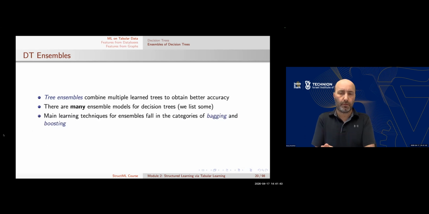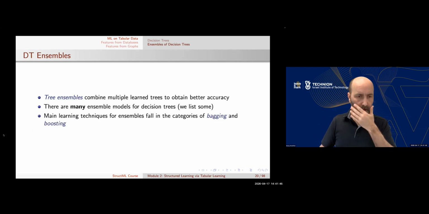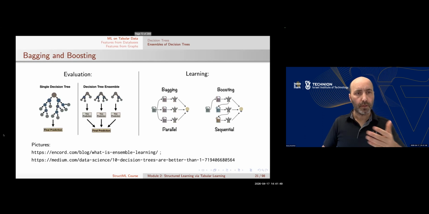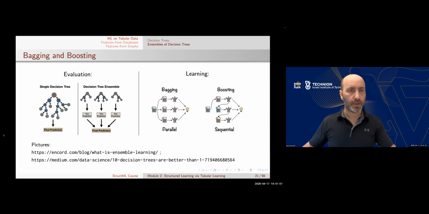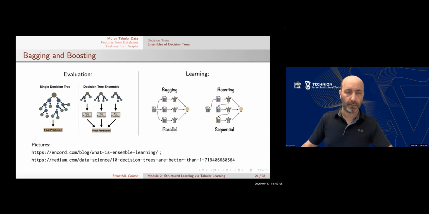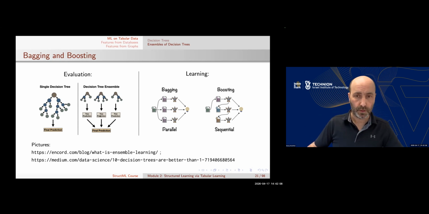Generally, they fall in two categories, bagging and boosting. And we'll see how these work. So this is an illustration. This is basically the idea of an ensemble. This is a single decision tree. This is an ensemble of them. We have several decision trees. Each of them makes a prediction, and we make the final prediction by combining the individual predictions.